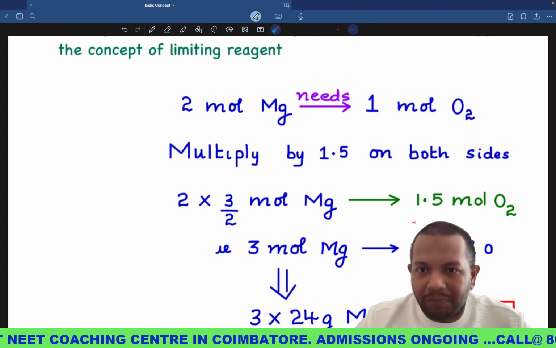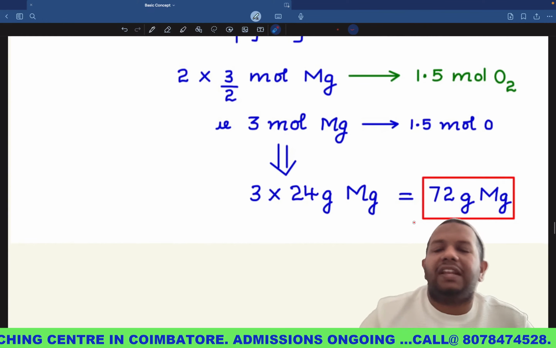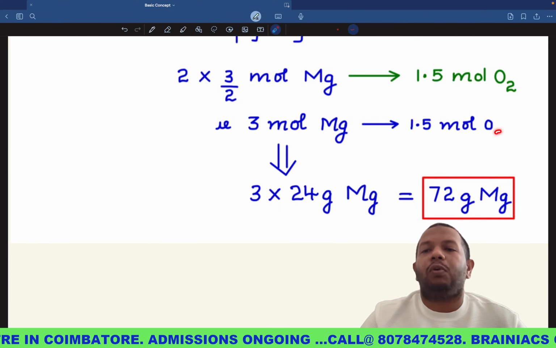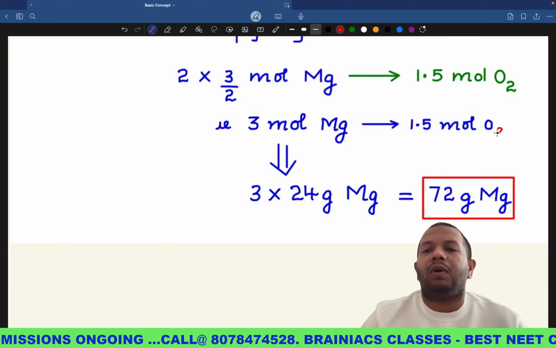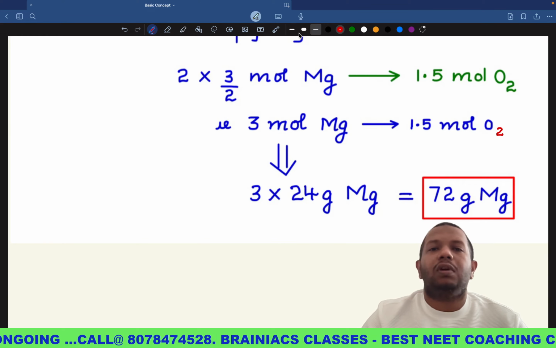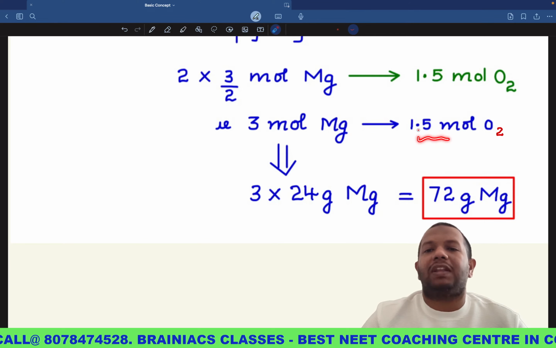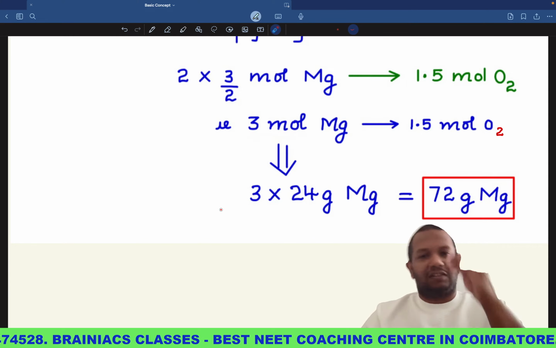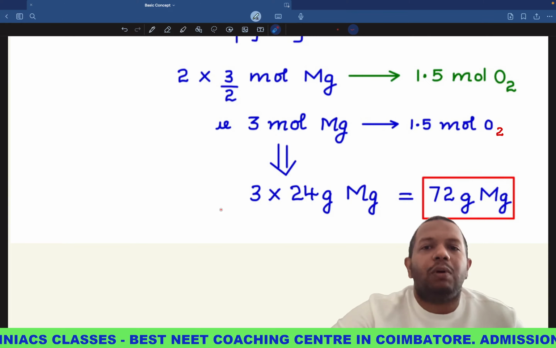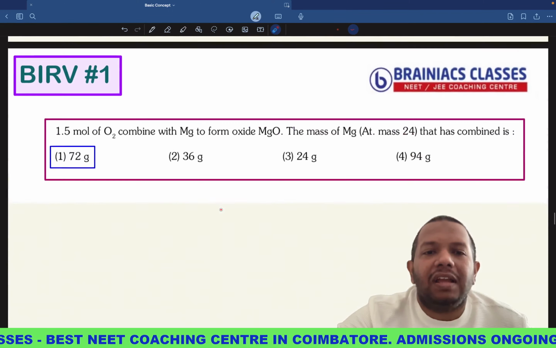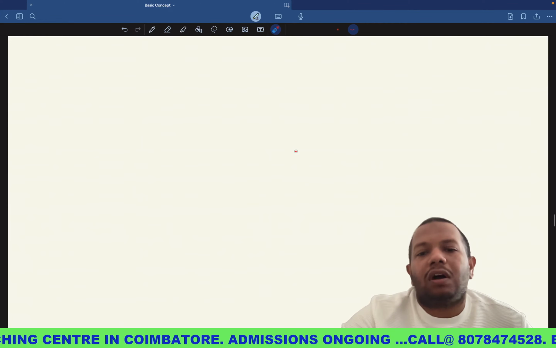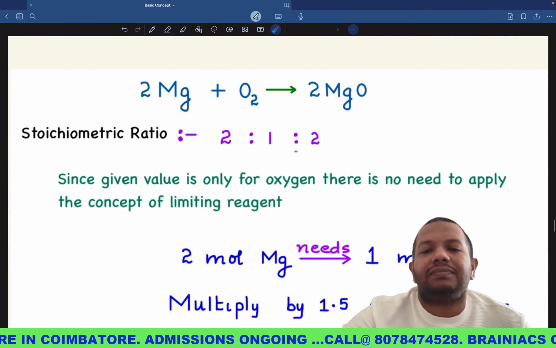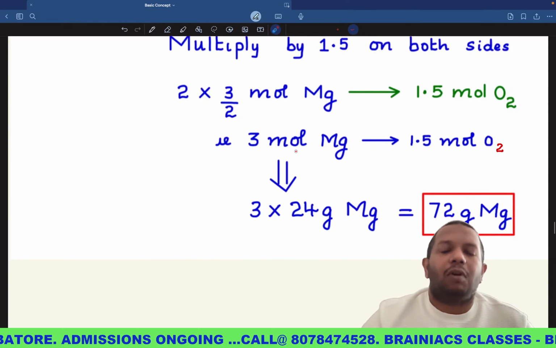That means 1.5 mole of oxygen, 1.5 mole of O2. Okay, you need to write it as O2, very simple. So 1.5 mole of O2 needs what, sir? How much amount of magnesium is required? 3 mole of magnesium is required. But if you look at the options, they have given magnesium in terms of mass, correct? So how can you convert that to mass? Very simple. 3 mole magnesium.